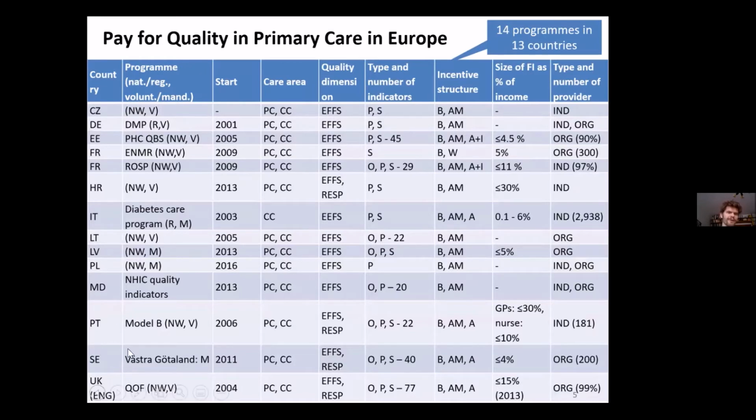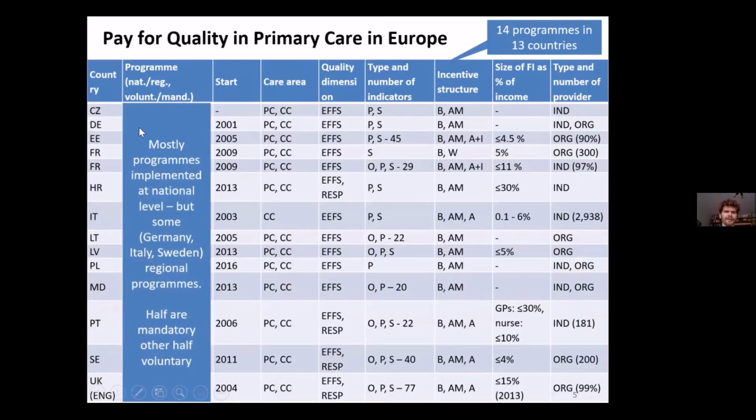In the literature, you will mostly find information on the pay for quality program in the UK. And most of these programs, I show you first the total table, but because it's easier to see the information directly, I'm highlighting certain elements: most programs are implemented at national level, but there are some regional programs in certain countries, and about half of these programs are mandatory and the other half is voluntary. The P4Q programs were introduced starting, the first we found was a program in Germany introduced in 2001 related to a disease management program. And the last we found was in 2016 introduced in Poland.